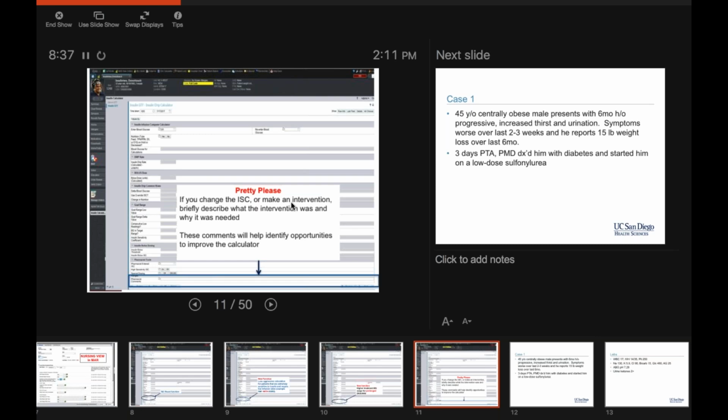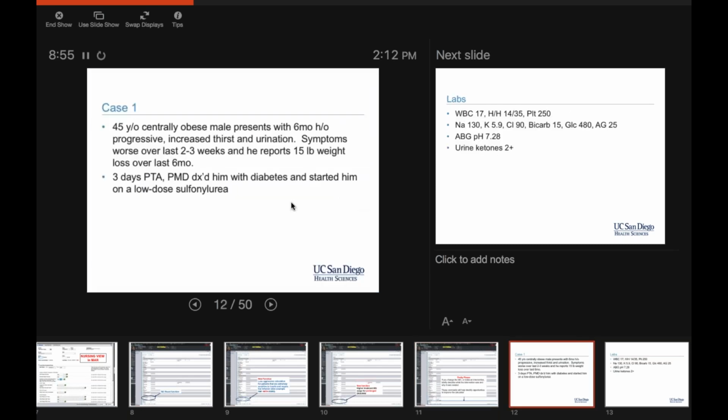Okay, so now we're going to get into DKA because I want you guys to really understand DKA, why it exists, okay, how it's treated, and how to utilize this tool, which is the infusion calculator, to manage DKA, okay? So we're going to start with a case.